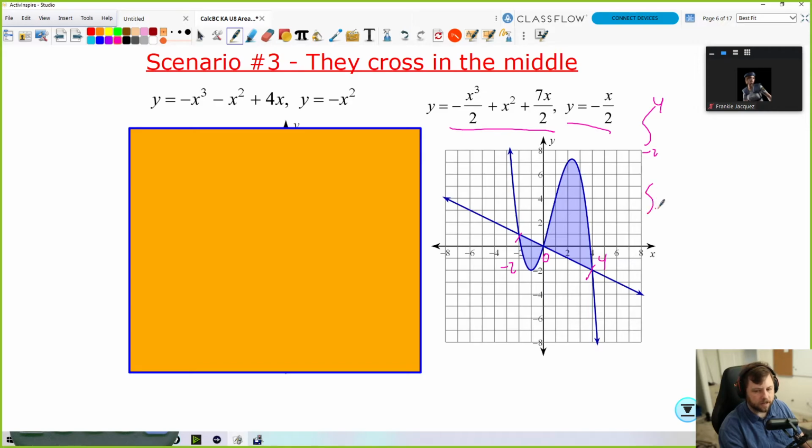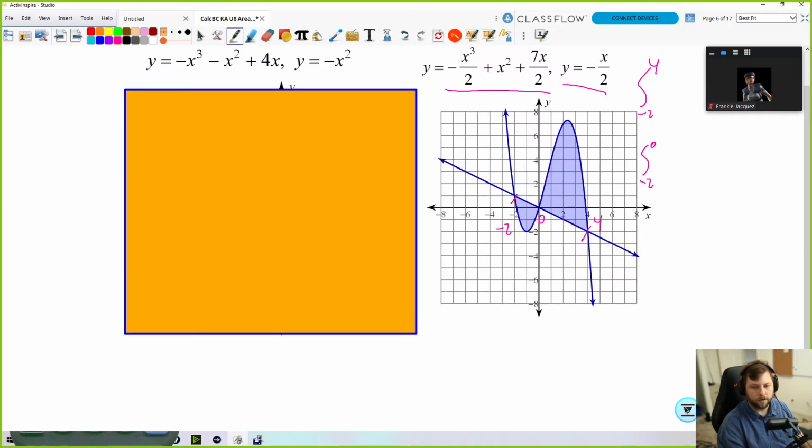So I'm going to integrate this from negative 2 to 0, and I'm going to have the line on top. Actually, let's do the work down here. I'm going to need more room. So I'm going to have to split this up, integrating from negative 2 to 0, and then integrate from 0 to 4. And different ones are going to be on top and bottom.